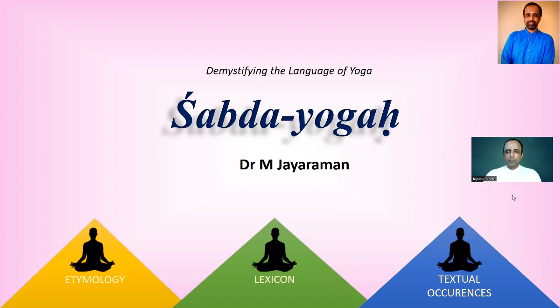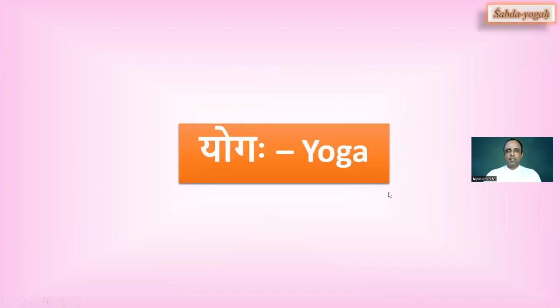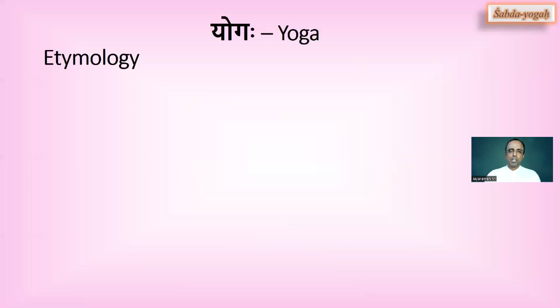In this episode, we will now be discussing the word yoga itself. We will do the etymological analysis. We will analyze the lexical entries, and also we will see the textual occurrences of the term yoga in three fundamental yoga texts, that is Yogasūtra, Bhagavad-gītā and Haṭha-yoga-pradīpikā. And finally, a few observations based on this will follow.